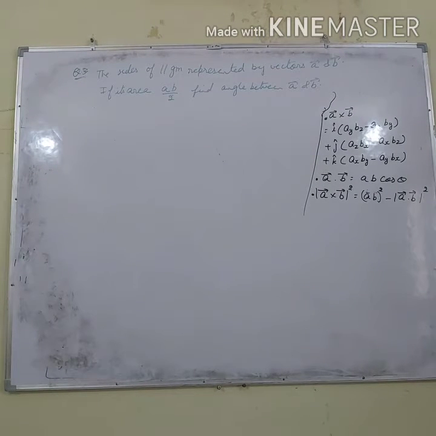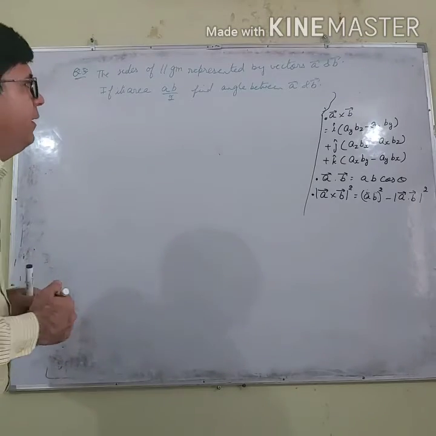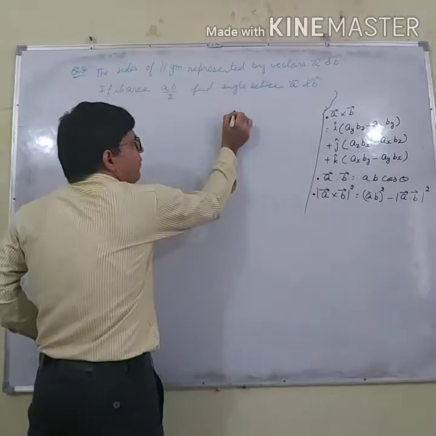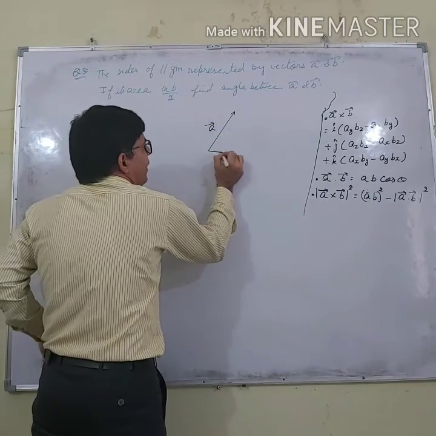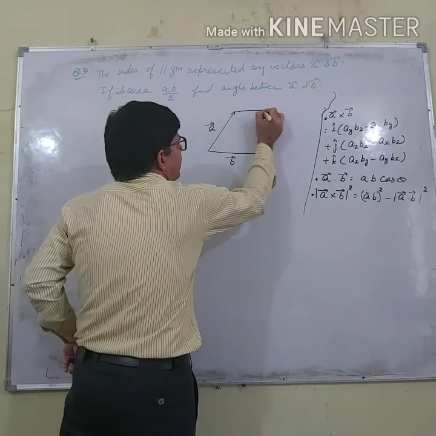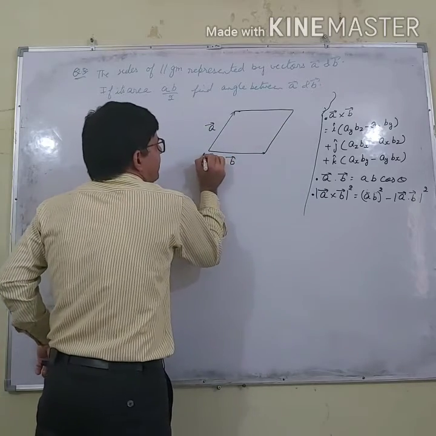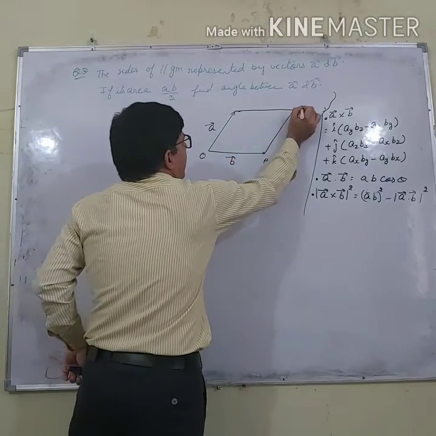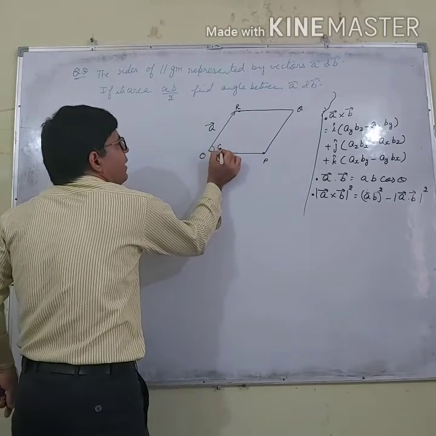Next, question 3 is on the board. The sides of a parallelogram are represented by vectors A and B. What it says is that the sides of the parallelogram are represented by vector A and vector B. So let me complete the parallelogram. This is the parallelogram. So what I am saying is that these sides are represented by A and B. I have to calculate the angle between A and B.